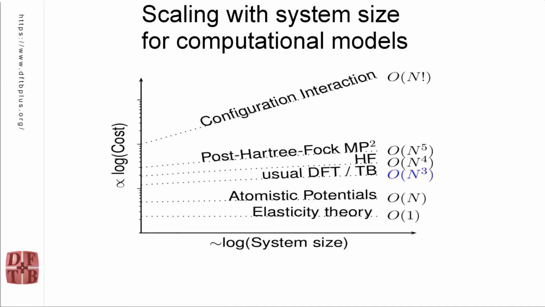Quite typically for quantum mechanical methods, once you start to get into things like density functional theory and also tight binding, which I'll come back to, the naive way of doing these things scales cubically with the system size. So if you double the system size, you have 8 times the wait until you get the solution. And typically your memory cost goes up as the square of the system size as well.